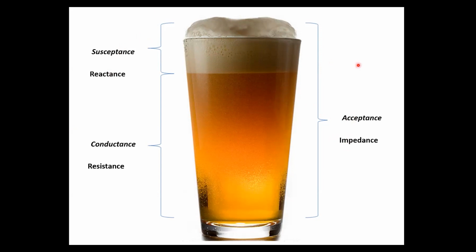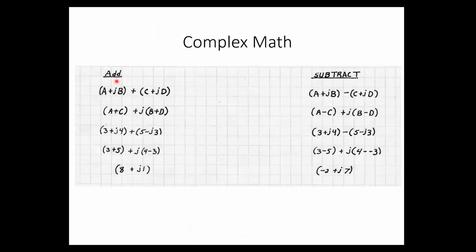So we're going to be talking about the combination. I'm going to represent these numbers as conductance or resistance plus or minus J, reactance or susceptance. Is everybody keeping up with me so far? Okay. So we're going to need to do a little complex arithmetic.